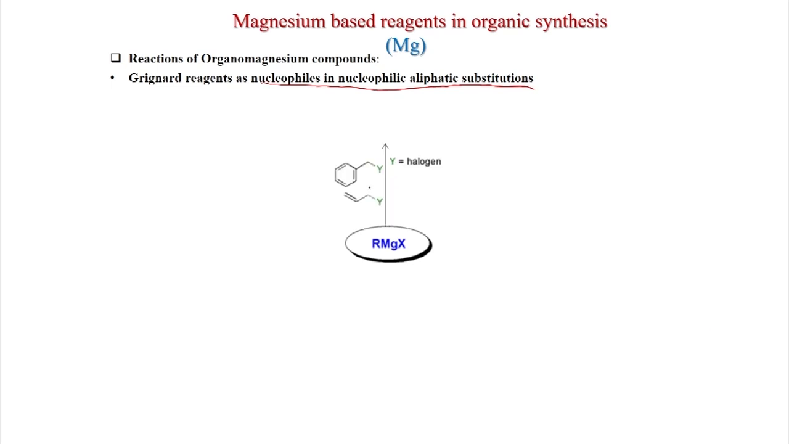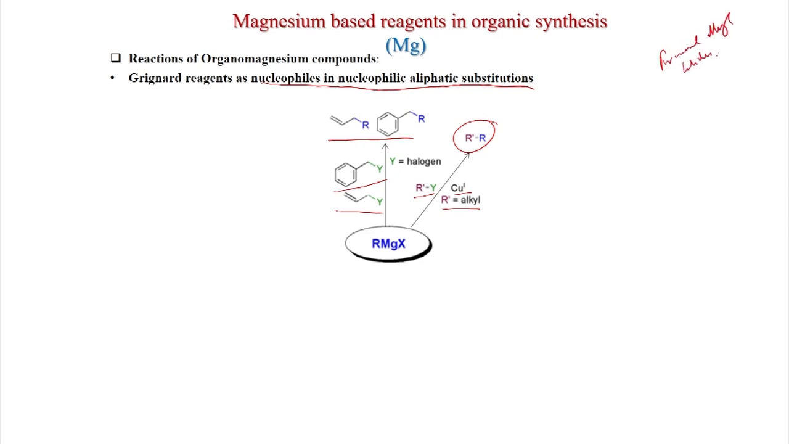Like here, if it is an activated alkyl halide like benzyl bromide or benzyl chloride, or allyl chloride, allyl bromide, then you can get this product. So, normal substitution reaction is possible with activated halides. Now, if there are normal alkyl halides, R dash is alkyl, then you need to add copper to activate this alkyl halide, and then only the Grignard reaction will happen. So, for normal alkyl halides activation with copper 1 is required, but if it is activated, then you do not need the copper 1 activation.